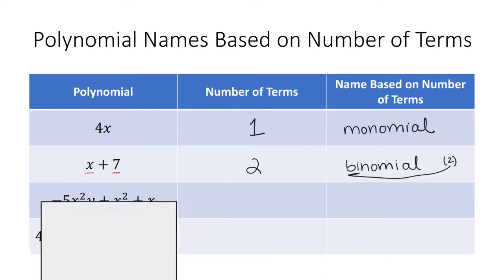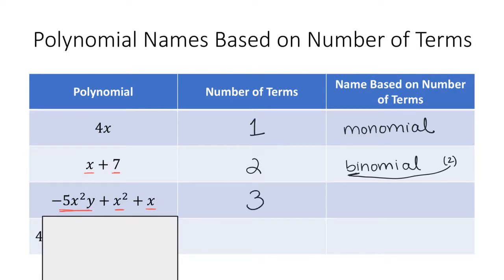I bet you can't guess what comes next. Here we have 5x squared, or negative 5x squared times y. Then we have x squared, and then we have x. So there's three terms that are separated by those addition signs. So this has three terms, so we call it a trinomial. Tri, as a prefix, if you think tricycle, means 3.